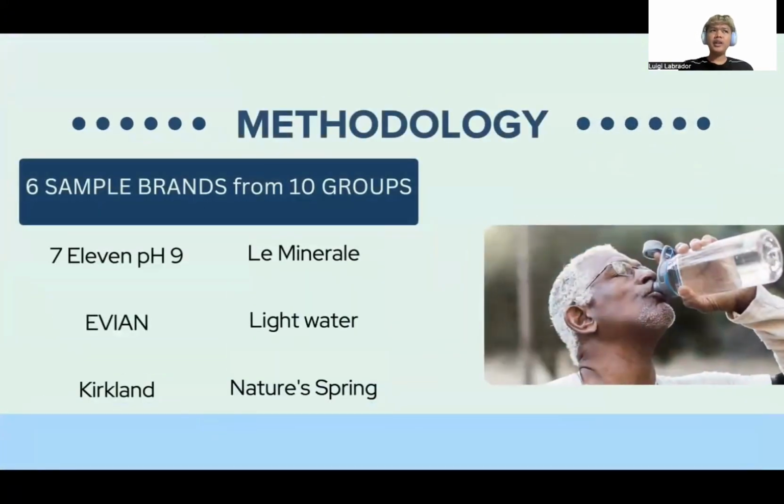Now, how do we get those mineral content and carbonate alkalinity values? First, we do our methods. For our methods, we use acid-base titration. And we titrated these brands: the 7-Eleven pH 9, the Le Minerale, the Evian, the Light Water, the Kirkland, and lastly, the Nature Spring Water. These are all locally sourced from the area of Santa Mesa, Manila.